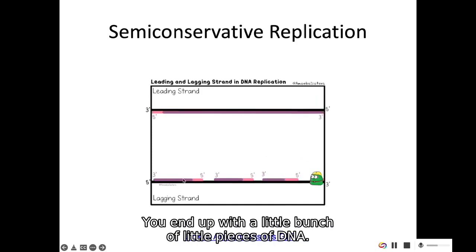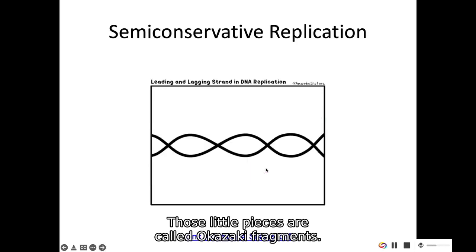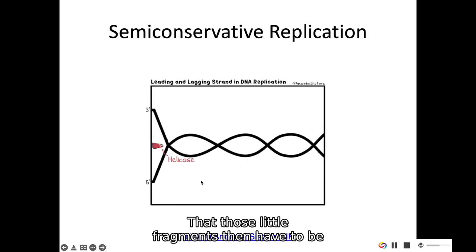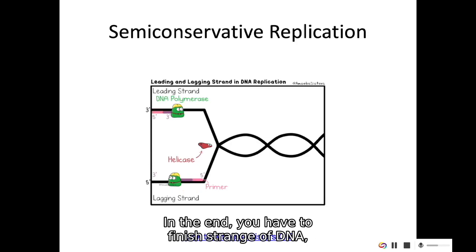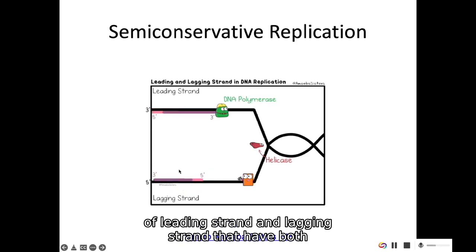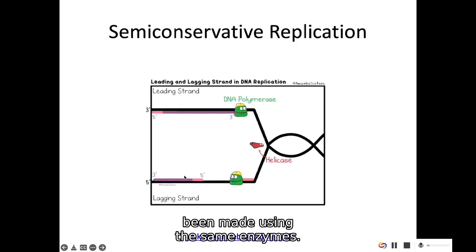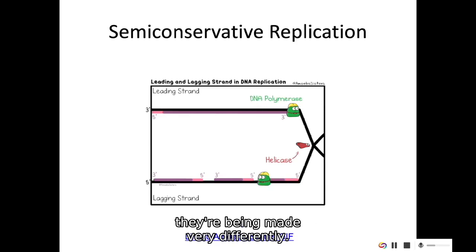You end up with a bunch of little pieces of DNA. Those little pieces are called Okazaki fragments. Those little fragments then have to be sealed together to make one long strand of DNA. So in the end, you have two finished strands of DNA, a leading strand and a lagging strand, that have both been made using the same enzymes, but because they move in opposite directions, they're being made very differently.